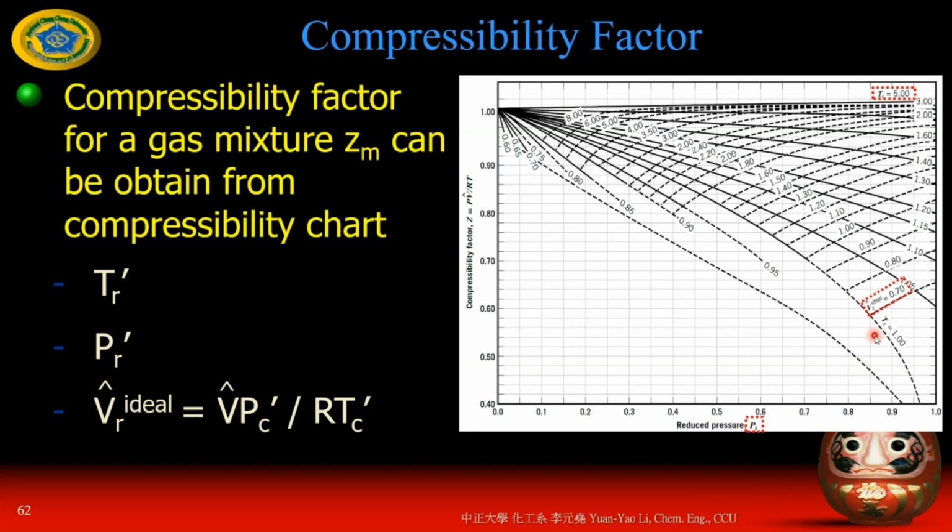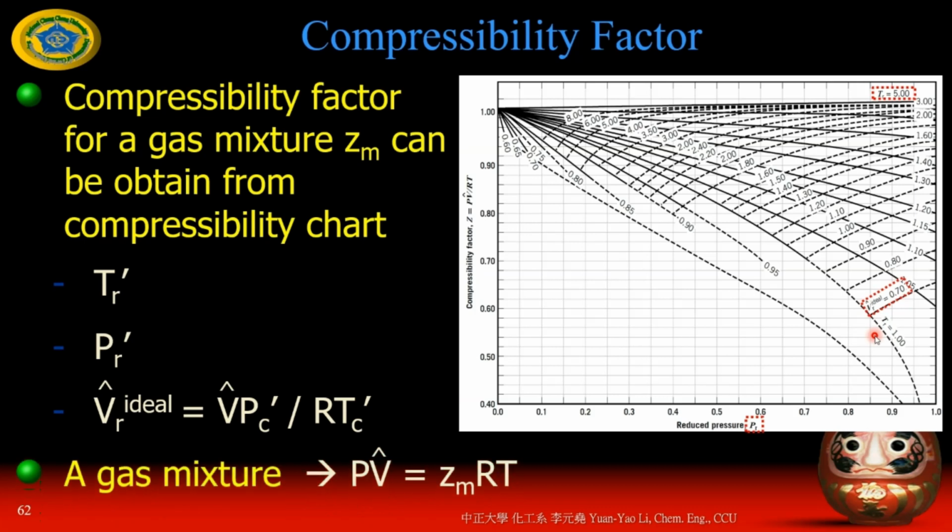So this is exactly what you learned last week, where to get the PR, VR ideal, and TR. And now it just changed to PR prime, TR prime, and VR ideal prime. That's it. Using the same figures, same chart. Okay? We are going to do a practice example very soon, so you just know how to do it.